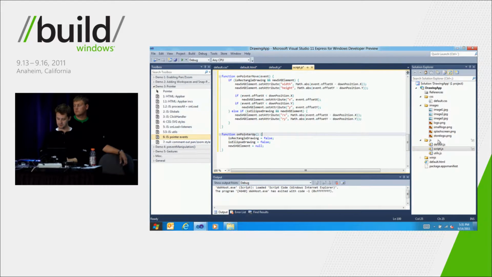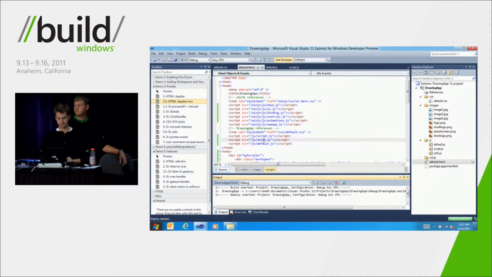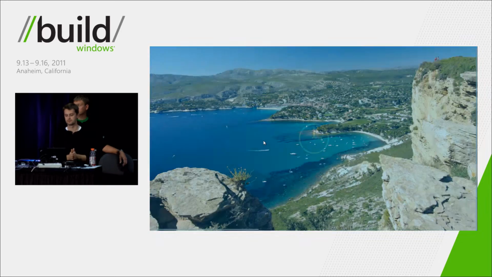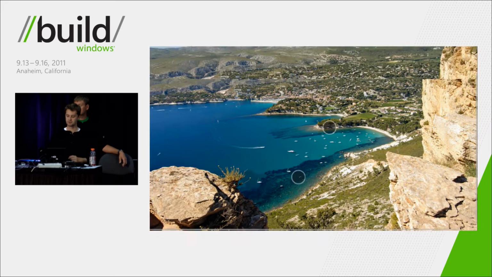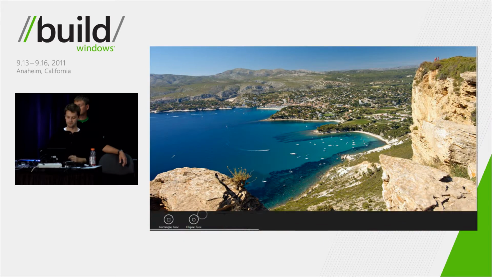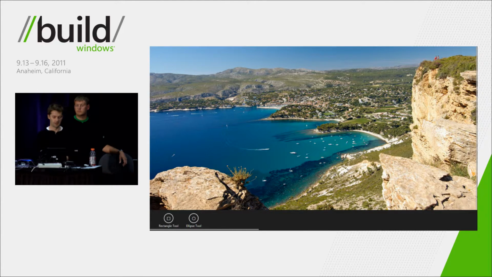So let me make sure we actually load these script files here. And let's run it and see what we have. OK, so we can still pan between the workspaces. We can zoom. We've got our app bar. And when I tap on rectangle and drag, oh, hey, look, we get panning.